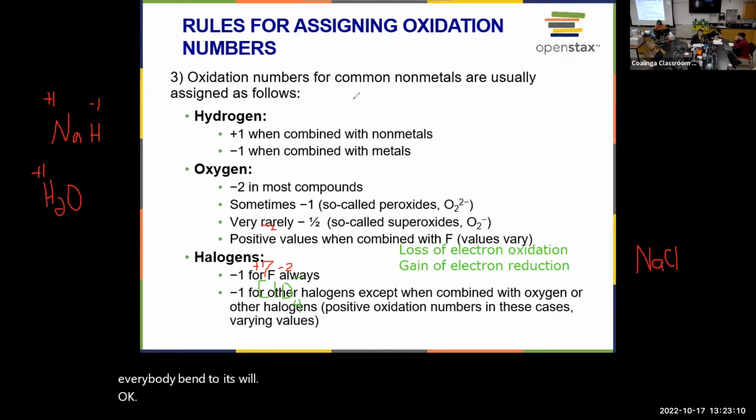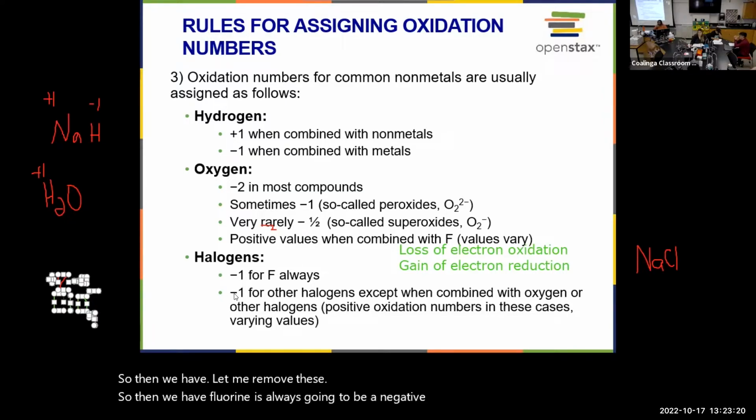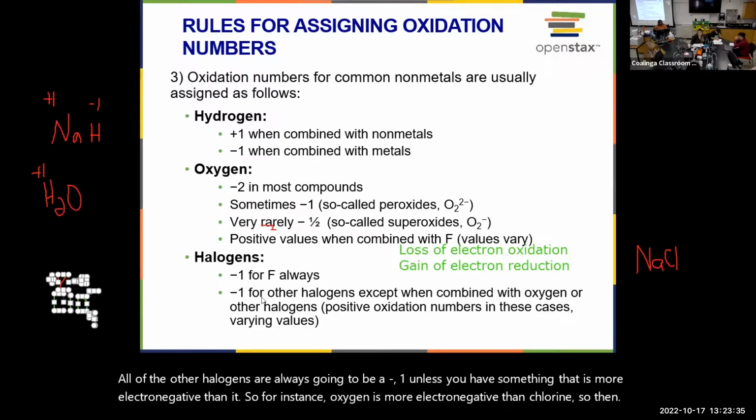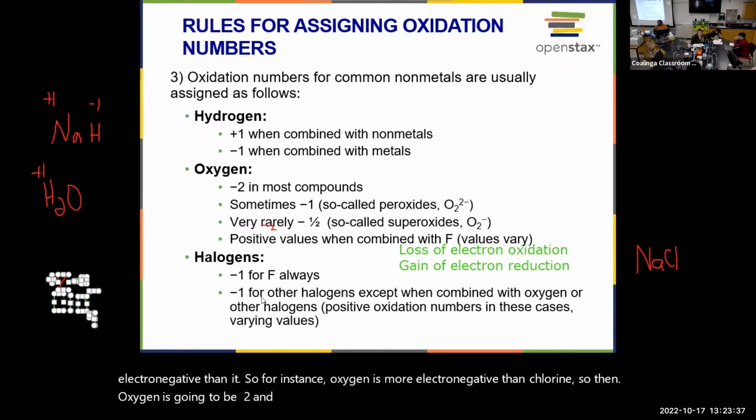So then we have fluorine is always going to be a -1. All of the other halogens are always going to be a -1 unless you have something that is more electronegative than it. So for instance, oxygen is more electronegative than chlorine. So then oxygen is going to be -2, and then chlorine is going to be whatever's left over.